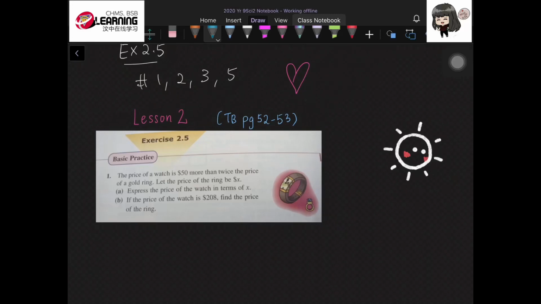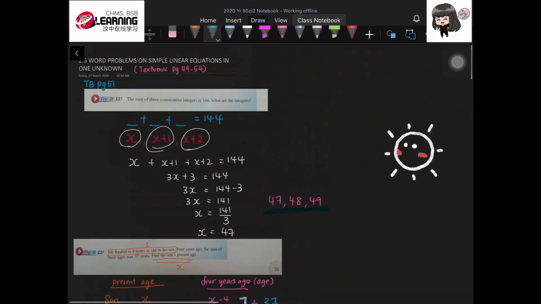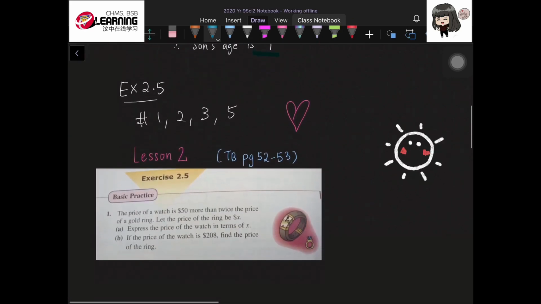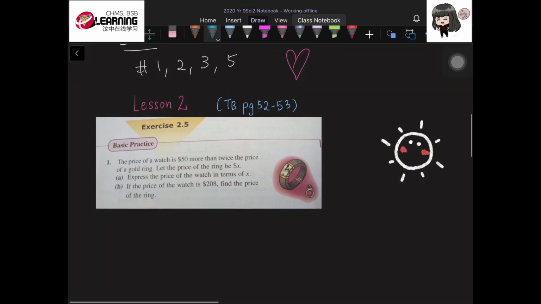Hello, good morning. Have you done your lesson 1 already? In lesson 1 we covered try it 11 and try it 12, and we are going into exercise 2.5, and I've asked you guys to try question 1, question 2, 3 and 5. Today in lesson 2, I will discuss with you question number 1, 2, 3 and 5, these 4 questions.